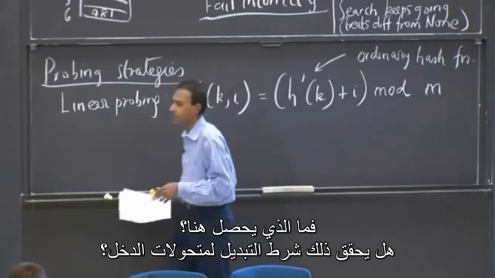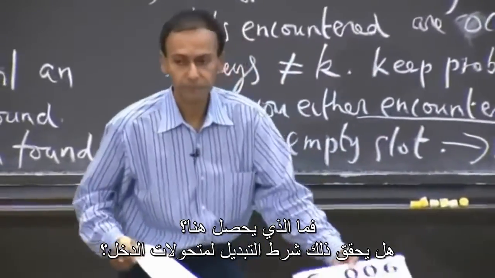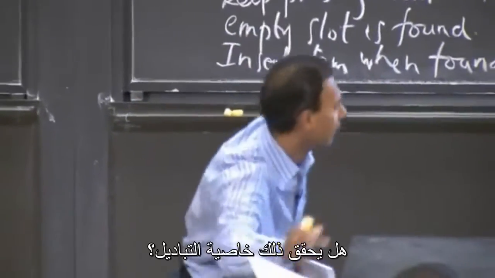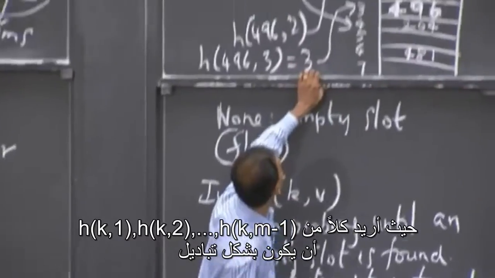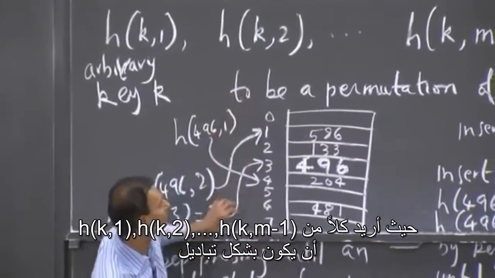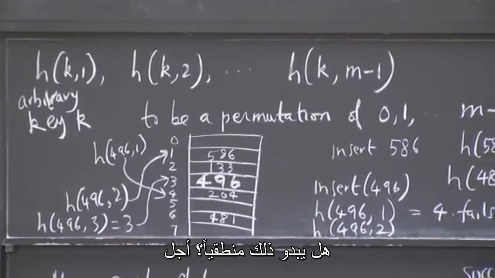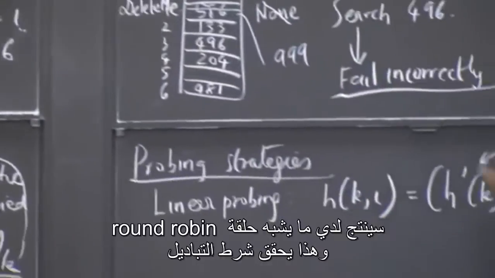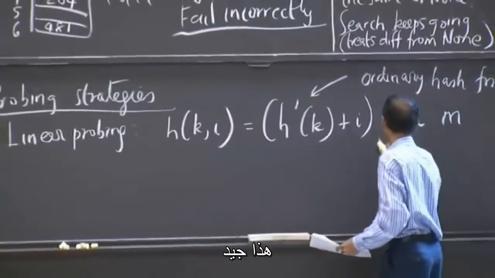What happens here? Does this satisfy the permutation property that I want, h(k,0), h(k,1), up to h(k,m-1), to be a permutation? Yep, because when I start adding, the mod is precisely this round robin cycle, so it's going to satisfy the permutation. That's good.